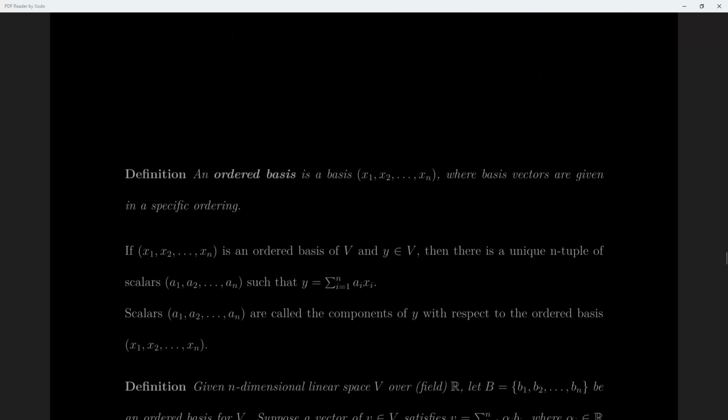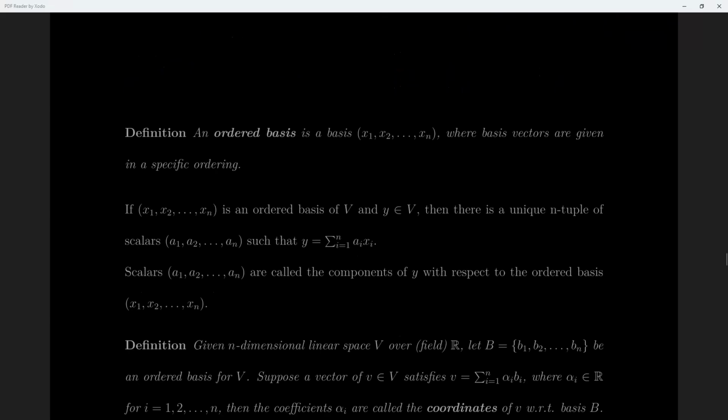Okay, so in my explanation I already gave a definition. The next definition is the ordered basis. It's a basis where the base vectors are given a specific ordering, and if x1 to xn is an ordered basis of V, and if we are given any vector y in our vector space V, then there is a unique n-tuple of scalars, like there are unique n scalars, such that y is expressed as a linear combination of these ordered basis vectors where the coefficients are coming from this n-tuple a1 to an.